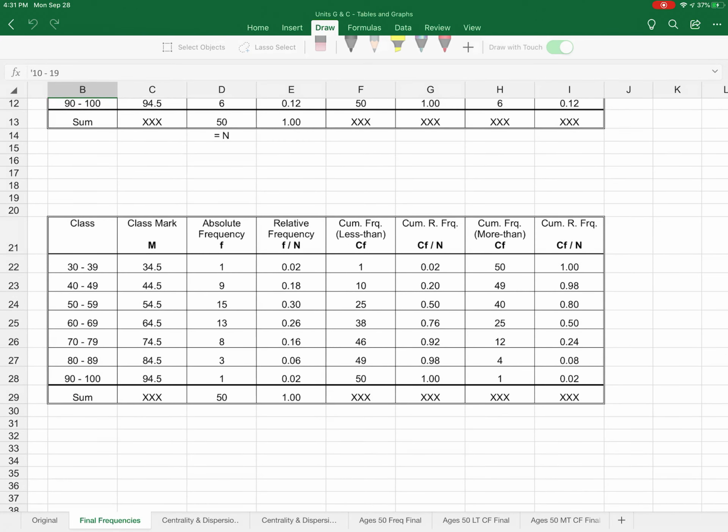Taking a look over here, now these all have frequencies which are non-zero. So the highest is 100. The lowest here is 30. So 100 minus 30 is 70. Or if you take a look at the difference between the class marks, it would be 94.5 minus 34.5, which is 60.